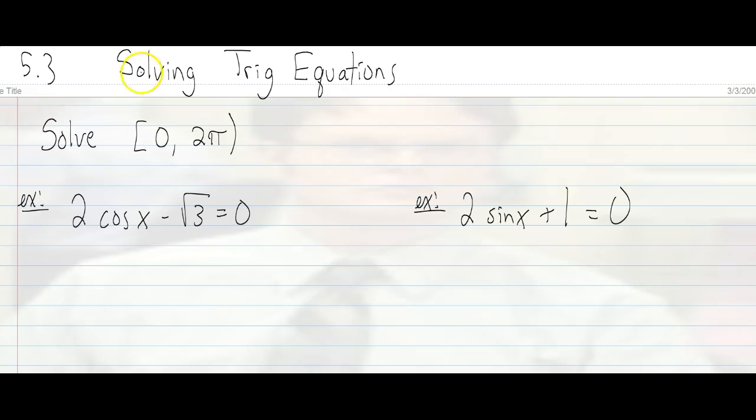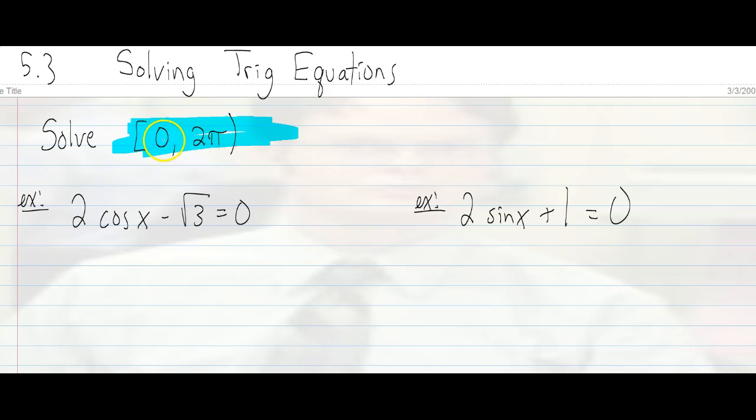This is pre-calculus section 5.3 on solving trig equations. Notice our directions here to say solve between 0 and 2 pi. Brackets on one side, parentheses on the other. That means a couple of things to us. First of all, our answer needs to be in radians.